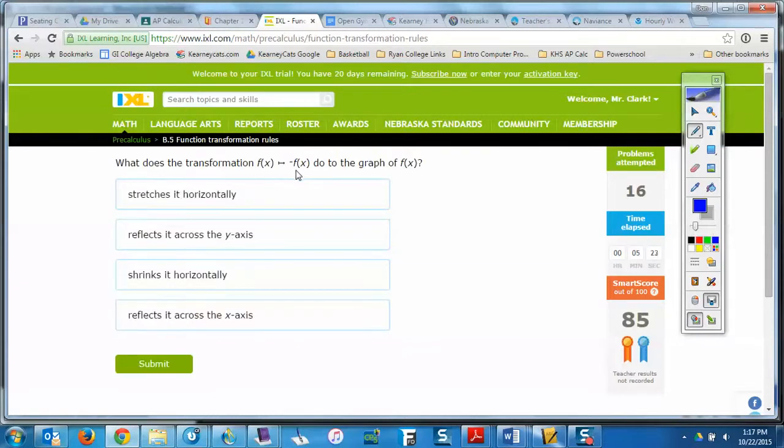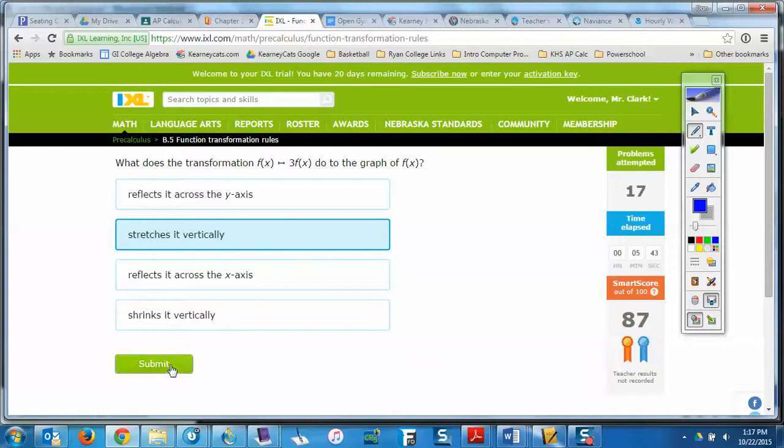Reflect across the x-axis. x-axis, because it's on the outside, so anything on the outside is vertical, right? Outside is vertical, so it's going to be a reflect on the x-axis. Okay, vertical, it'll reflect about the x-axis. It's on the outside, so it's a stretch vertical.